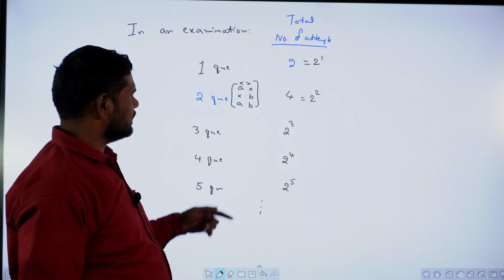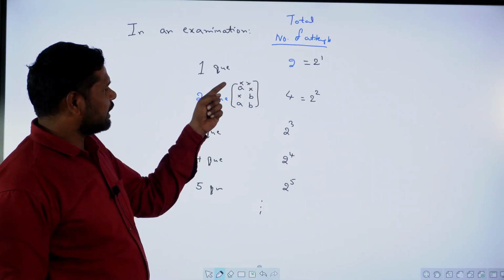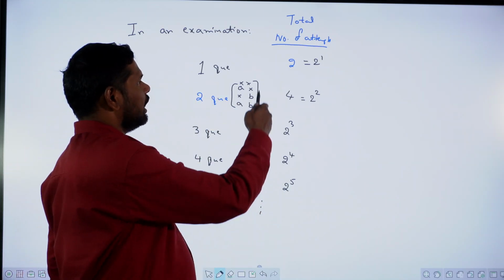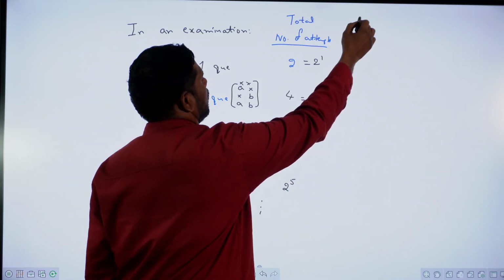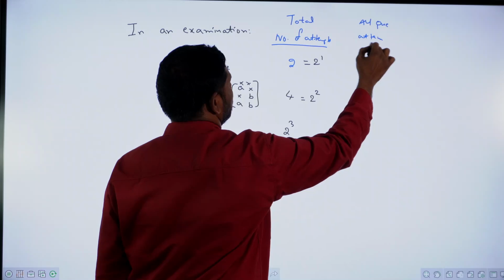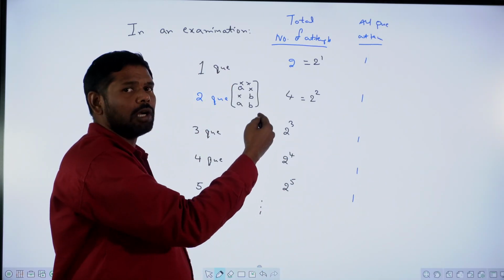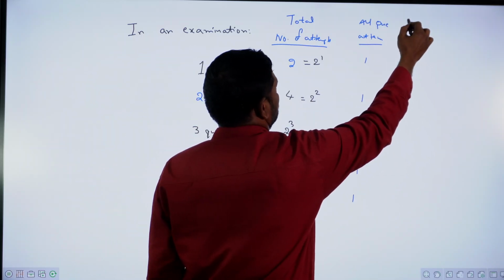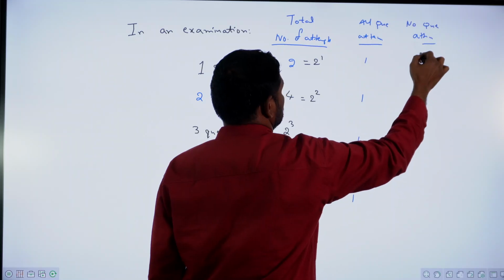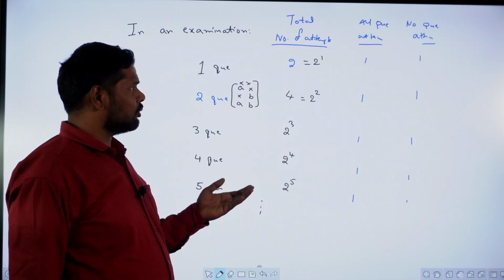Total number of attempts. Just observe in all this, no questions attempted is one way, and all questions attempted is also one way. So total number of attempts are like this. All questions attempted are how many ways? Only one way. In any case, if 10 questions are there and you attempt all questions, it is only one way. And no questions attempted is also the same, one way. Based on this also, some question may be framed.